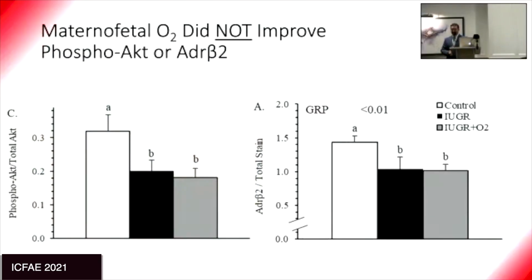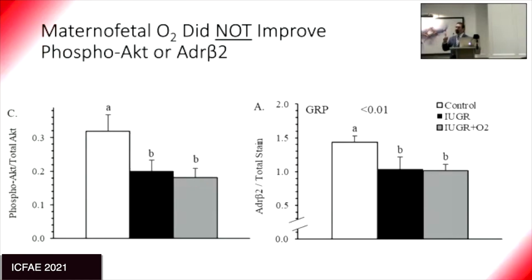Here's what it didn't do. It did not improve... Teresa described this beautifully, how phosphorylation of AKT is a good proxy for insulin sensitivity, insulin signaling. We expected there to be a deficit in that. We did not recover one bit of that deficit with our prenatal oxygenation.